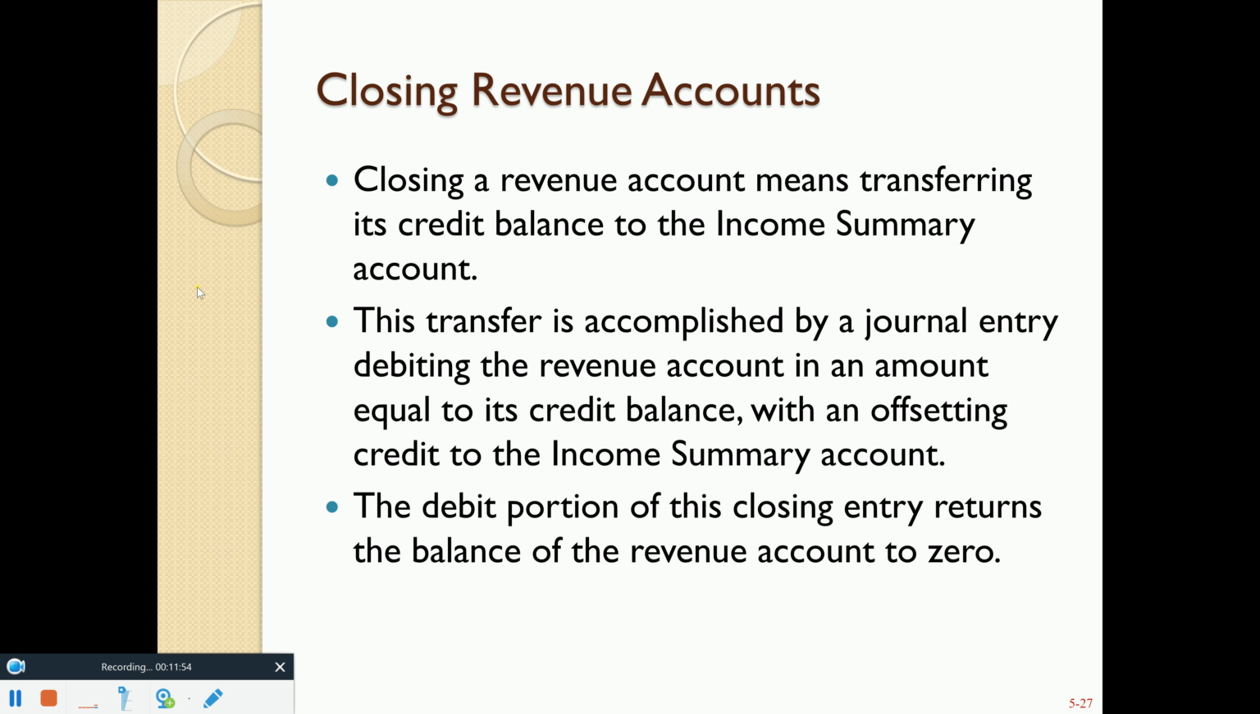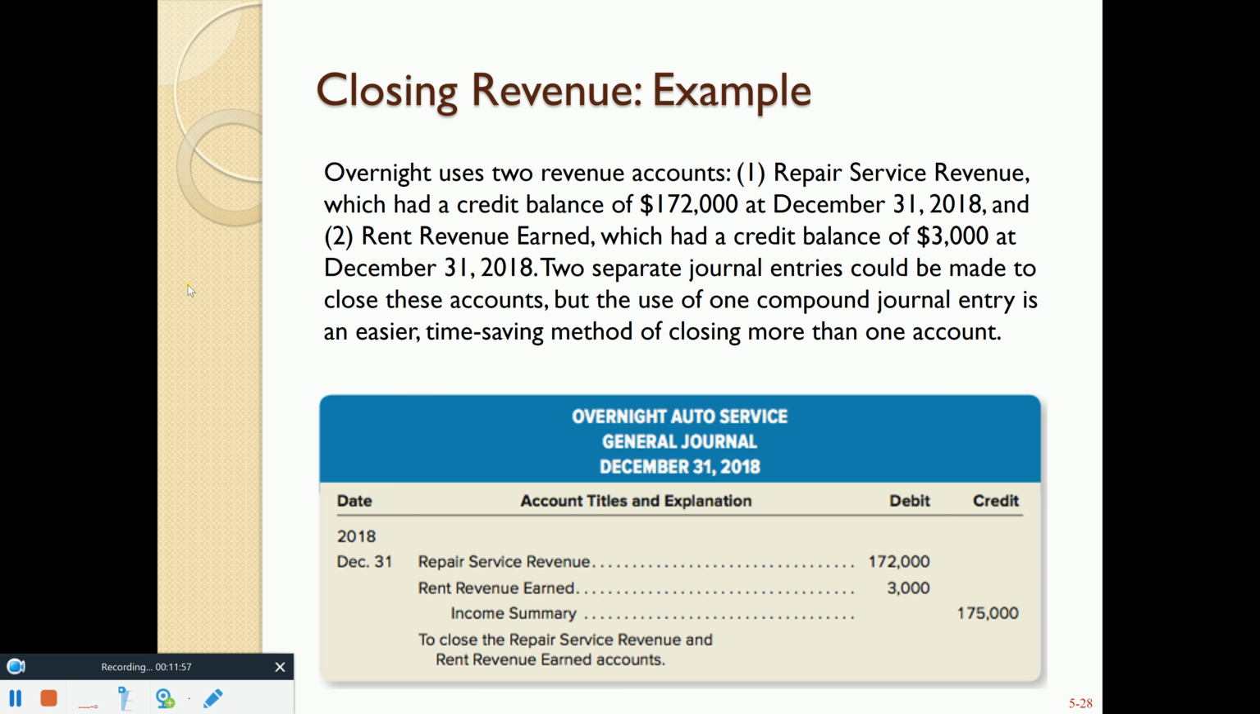All right, so here's the example. First, close the revenue accounts to 0. So if we go back to the income statement, you're going to see that there are 2 revenue accounts. The one revenue account was called repair service revenue, and that had a balance of $172,000. And then there was another revenue account called rent revenue of $3,000. Now, revenue accounts have a credit balance, which you should know off the tip of your tongue by this point in the course.